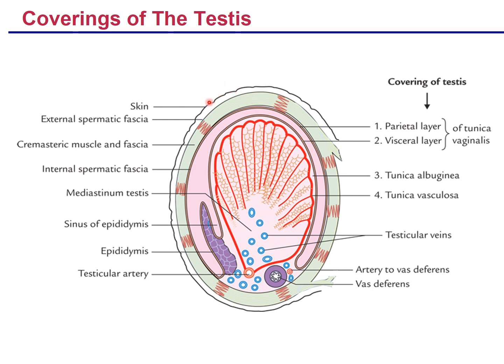So coming to this diagram, here we have skin, then we have external spermatic fascia, then we have cremasteric muscle and fascia. Inner to that we have internal spermatic fascia. Inner to this we have this layer. This is the tunica vaginalis, which consists of an outer parietal layer and an inner visceral layer. Deeper to this we have tunica albuginea, and deeper to that you can see the red colored one, which is made up of blood vessels, that is the tunica vasculosa.